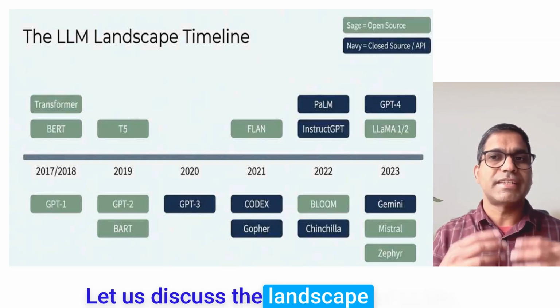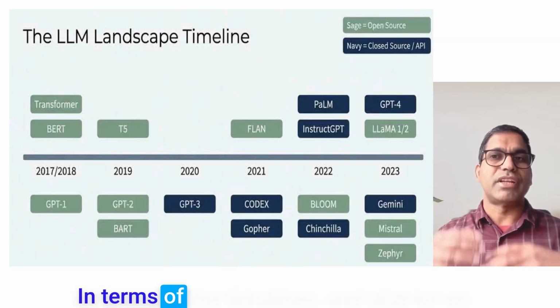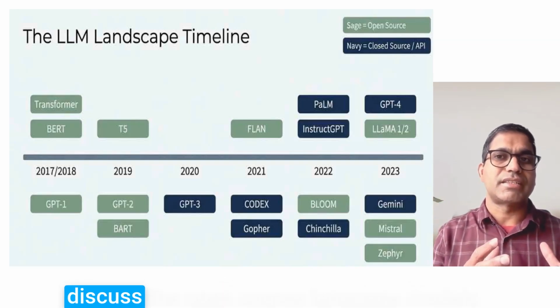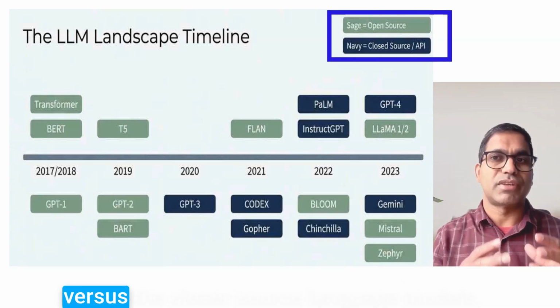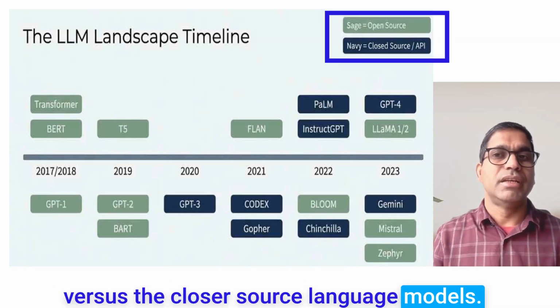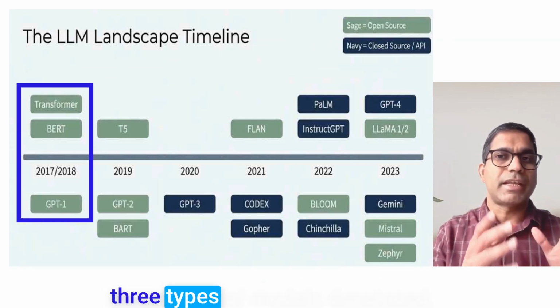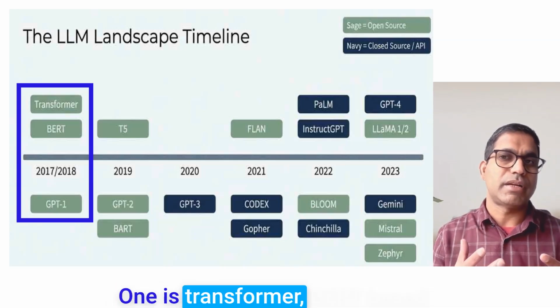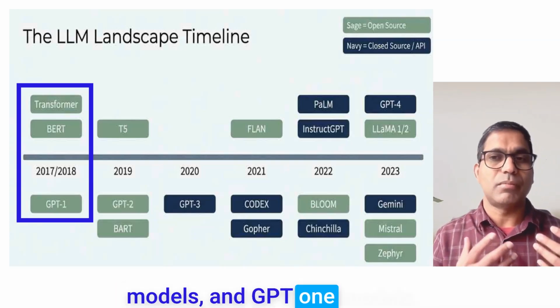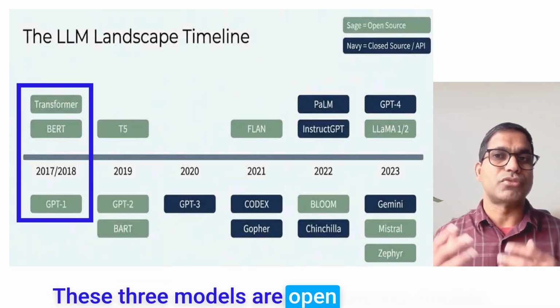Let us discuss the landscape of LLMs in terms of the timelines, and also let us discuss open source language models versus closed source language models. From 2017 to 2018, there are three types of models developed. One is the transformer, BERT based models, and GPT-1 models. These three models are open source models.